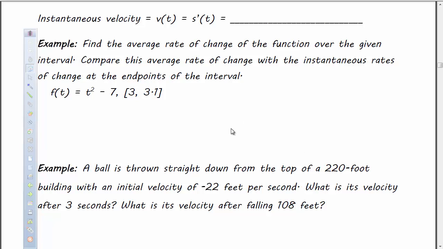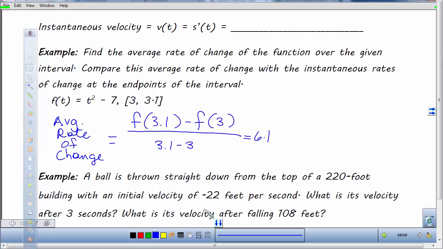And then I put in 3 for t, and I evaluated the function. So when I put in 3.1, I got 2.61. Is that right? I understand that, but my question is why did you put the 3.1 function first and minus the 3?